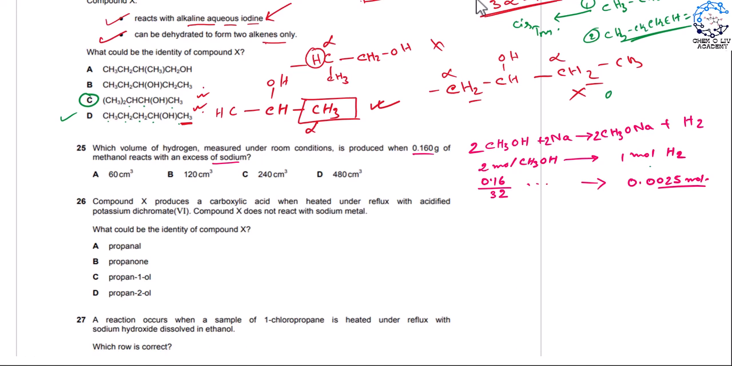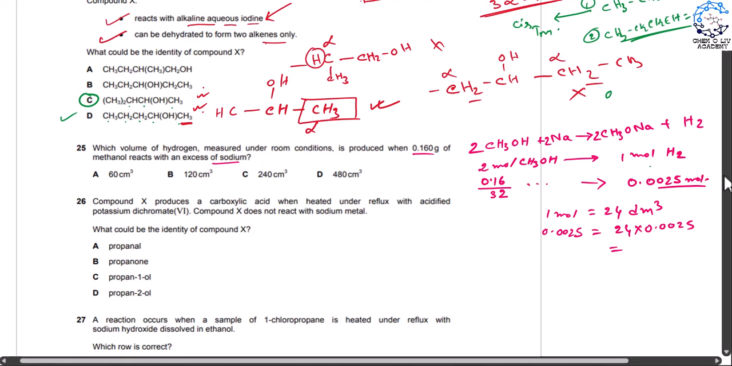Now the volume of the hydrogen gas will be, so 1 mole has a volume equal to 24 decimeter cube at room temperature and pressure. So 0.0025 mole will have 24 into 0.0025, so let's multiply it by 24. It is decimeter cube, but my answers are all in centimeter cube. So I'm getting 0.06 decimeter cube, that means 60 centimeter cube. So here it is, your answer. Okay, we can move to the next question.